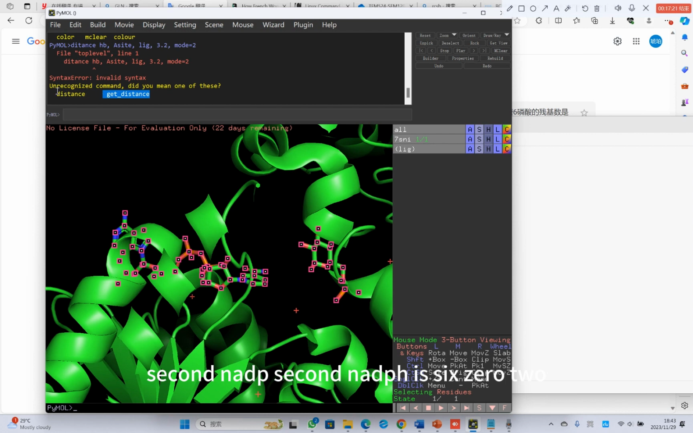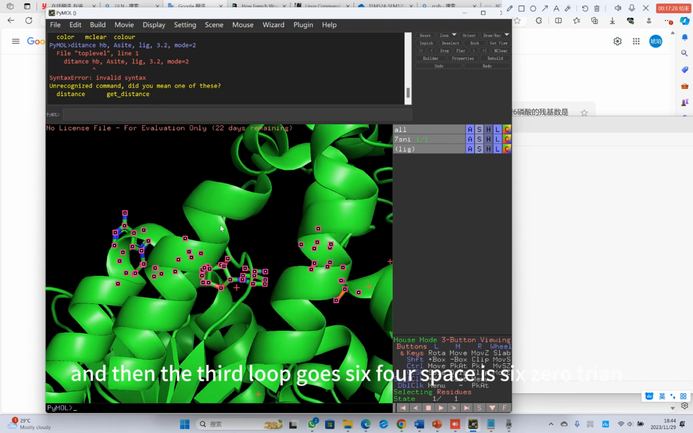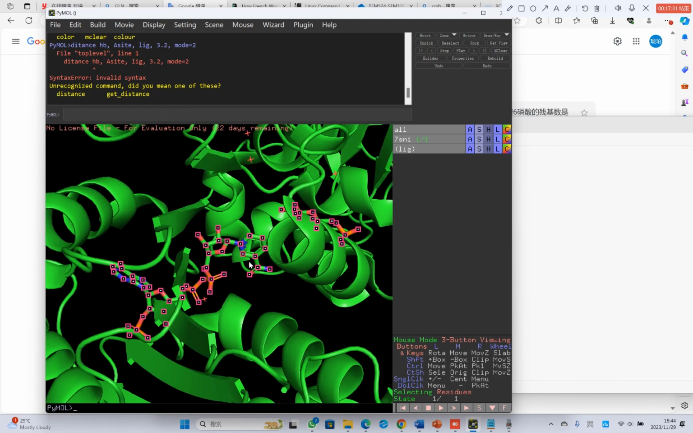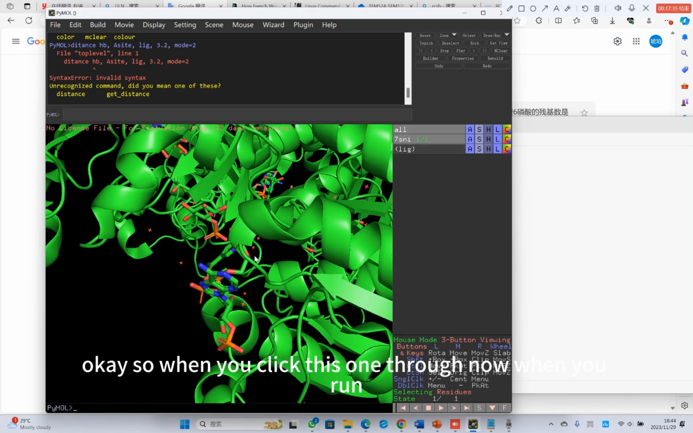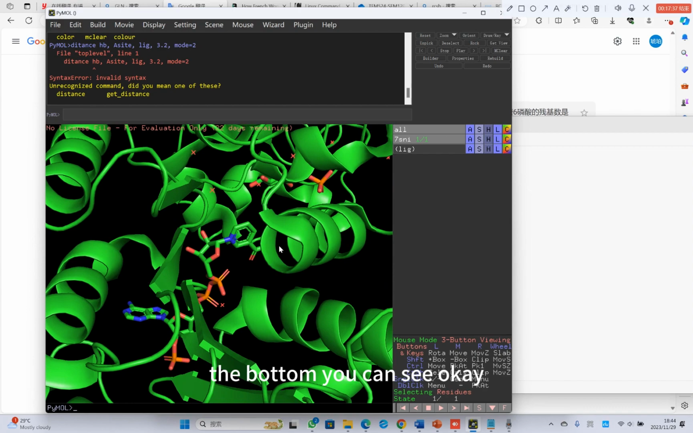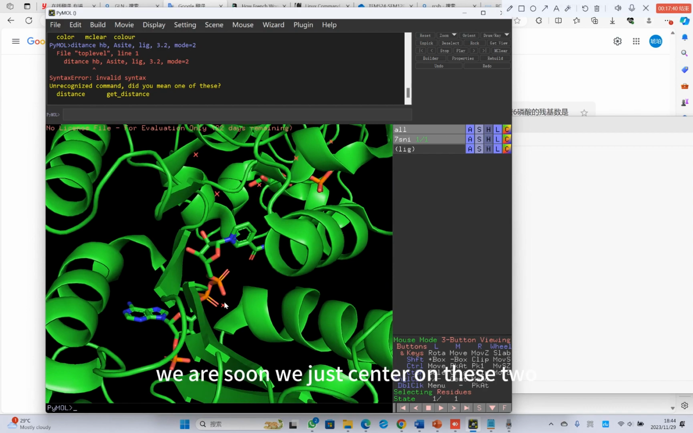The second NADPH is 602, which we don't want to see. We don't want to zoom. And then the third, glucose 6-phosphate, is 603. Okay, so when you click this one through, now when you run the command, you can see we just center on these two.